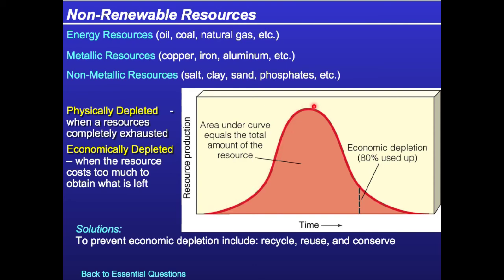escalates and increases, then it hits almost this capacity, and then it starts to drop off. Now you can have the resource physically depleted, where we've consumed too much, and you can also have it economically depleted, where it just becomes too expensive to get. Some solutions to prevent environmental degradation of our non-renewable resources are to recycle, reuse, and conserve.